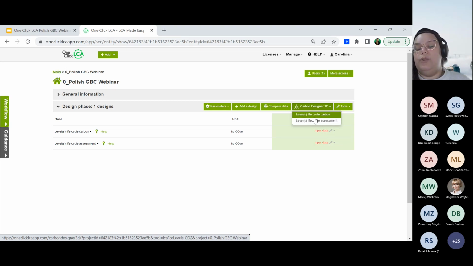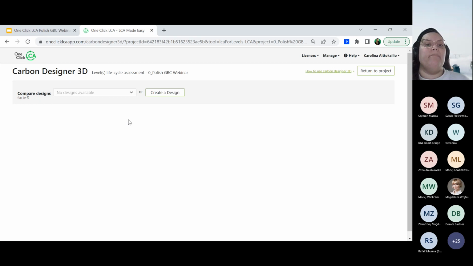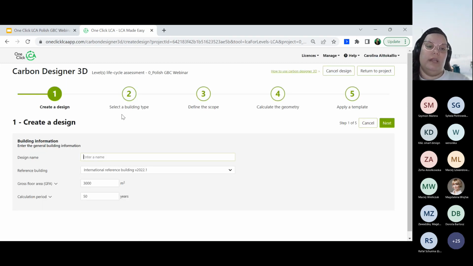Both of them can be used for the purpose of the European taxonomy, and they are in line with the EN 15978, which is the European norm for life cycle assessment. So let's just click here in one of them. And here we can create a design. So let's create a design. I will name it Polish GBC webinar.